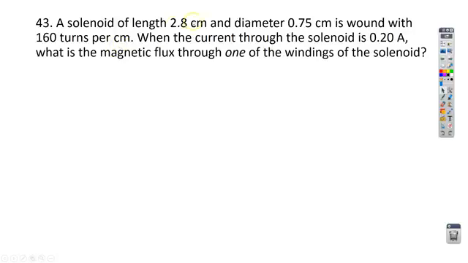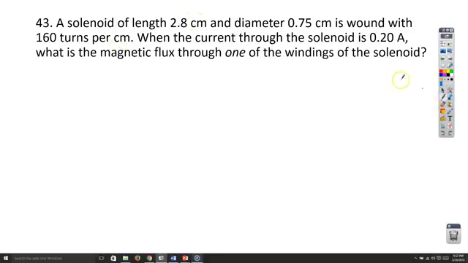It says a solenoid of length 2.8 centimeters and a diameter of 0.75 centimeters is wound with 160 turns per centimeter. When the current through the solenoid is 0.2 amps, what is the magnetic flux through one of the windings of the solenoid? So the total flux linkage here is N times the flux is equal to the inductance times the current. So the flux through one winding is going to be just the phi here itself.